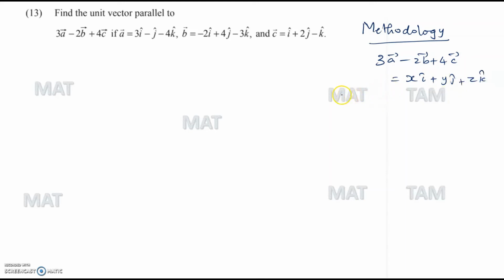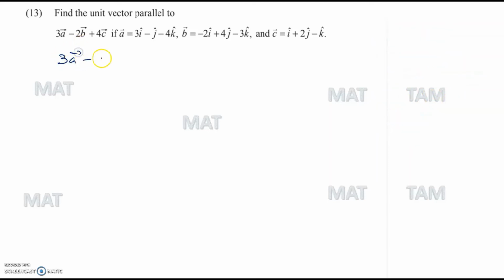Now the unit vector which is parallel to this will be defined as, let's say this is the vector r. If I define the unit vector as r cap, it's going to be the vector r divided by the magnitude of r. This will give you the unit vector, right? So let's proceed.